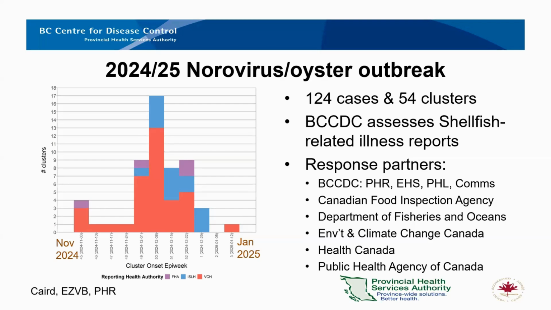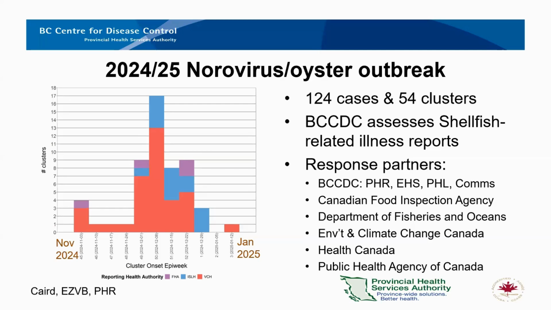And that's a federal department: Environment and Climate Change Canada, Health Canada, and the Public Health Agency. We all basically come together, so a lot of the work that I'm presenting here is really a team effort. So what do we do when we come across these types of outbreaks?